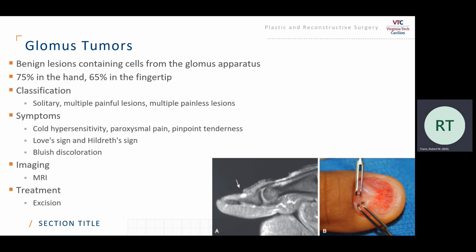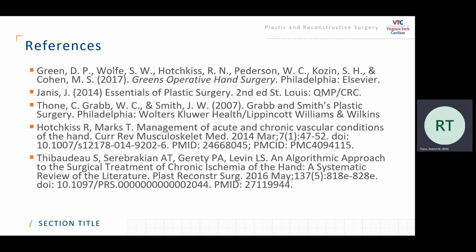Symptoms include cold hypersensitivity, paroxysmal pain, and pinpoint tenderness. They may show Love sign, which is intense pain with pressure over the suspected area, or Hildreth sign, which is pain abolished with a pressure cuff inflated proximally. These may also have a bluish discoloration. Oftentimes, you'll get an MRI to work these up, and these are best treated with excision. All right.